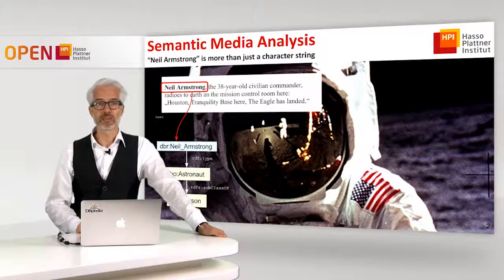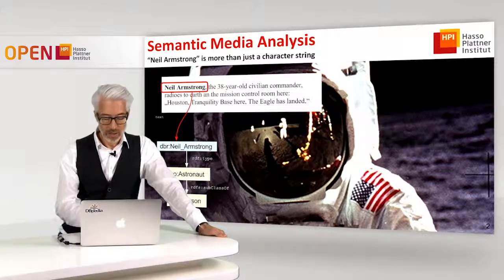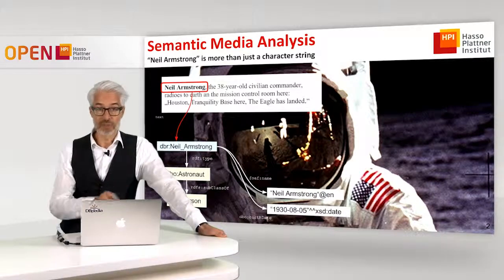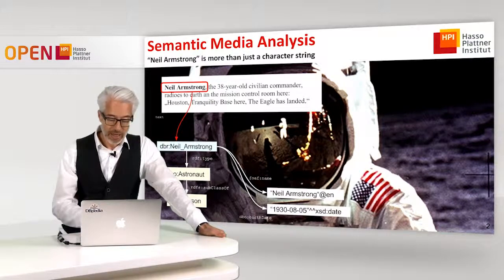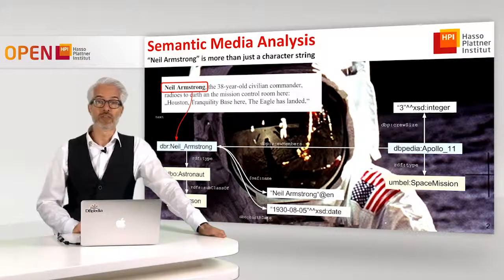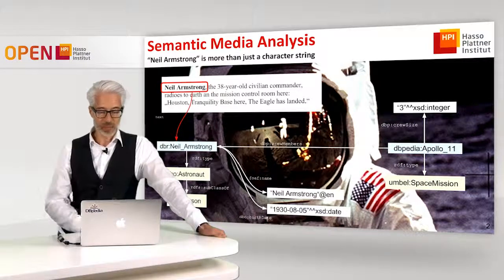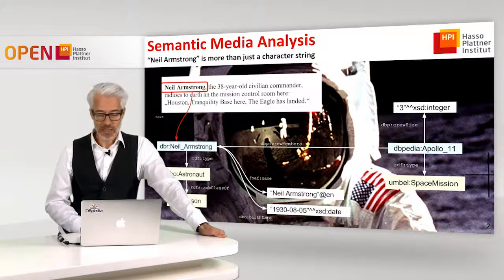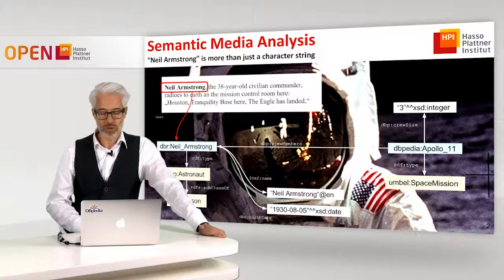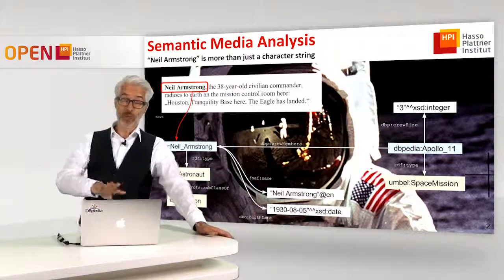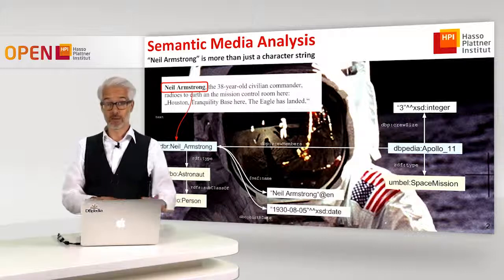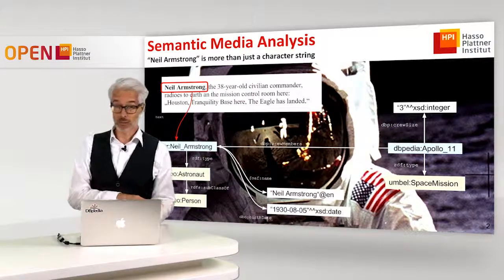You will see that Neil Armstrong is of type astronaut, and an astronaut is a subclass of person. Moreover, you will find out that the name of this entity is Neil Armstrong in English, and that its birth date is August 5, 1930. And moreover, you will also see that there are relations to other entities. For example, that Neil Armstrong was one of the crew members of Apollo 11, and Apollo 11 had a crew size of 3, and Apollo 11 was a space mission, and so on and so on. So this is the way, for example, how you can explore and find out what Neil Armstrong really means.